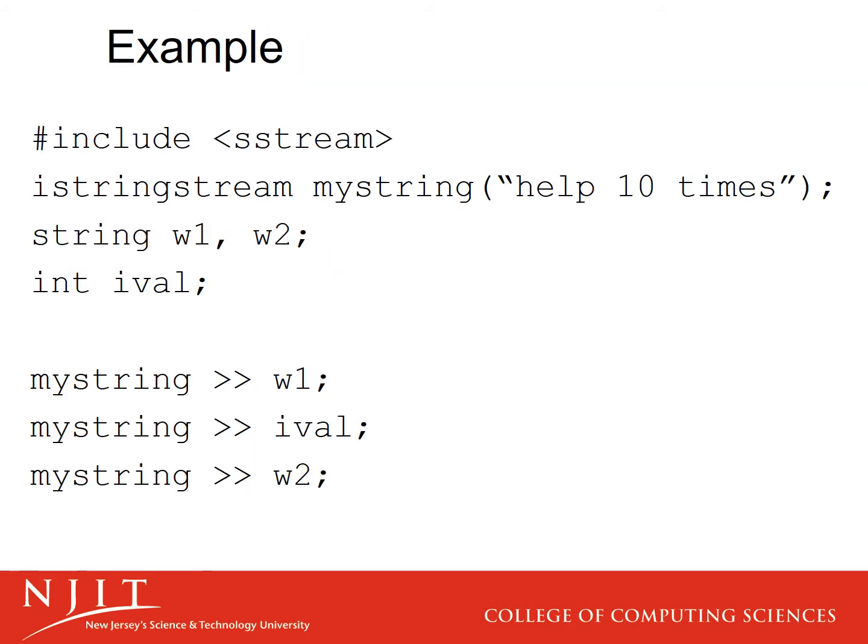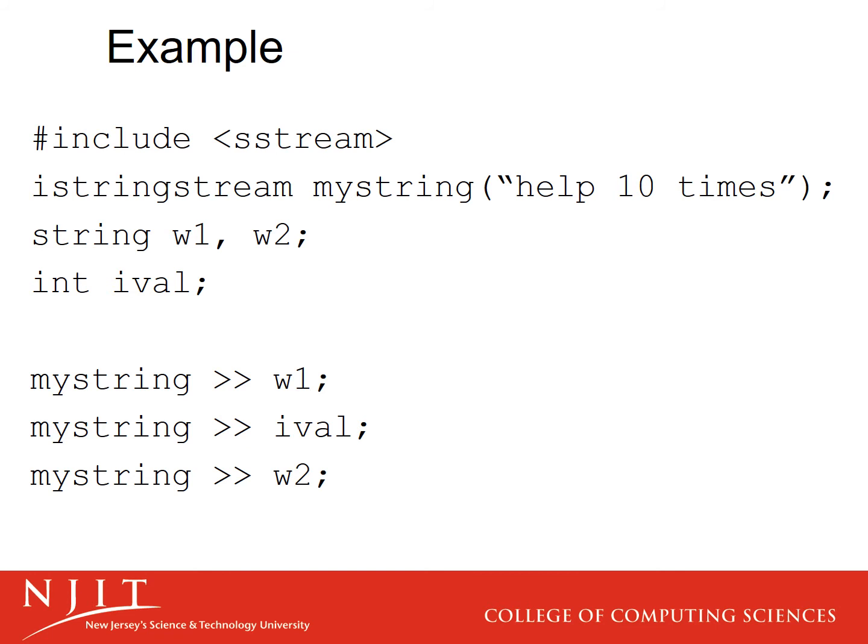Here's an example. If I want to use string streams, I #include sstream, string stream. There's an istringstream for an input string stream, and an ostringstream for an output string stream. Here I've created an istringstream called myString, and I've initialized it with the string "help 10 times". The first piece of that input is a string with a delimiter at the end. The second thing happens to be an integer, and the third thing happens to be a string.